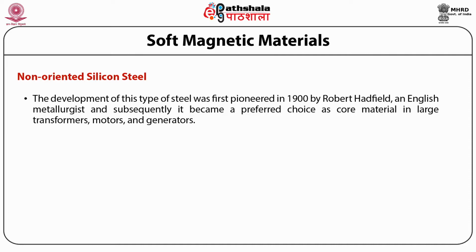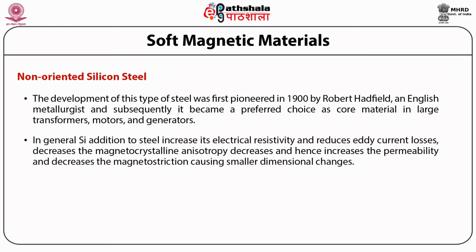When one adds silicon to iron, there are significant changes observed. In general, silicon addition to the steel increases its electrical resistivity and reduces the eddy current losses, decreases the magnetocrystalline anisotropy and hence increases the permeability, and decreases the magnetostriction, causing smaller dimensional changes.